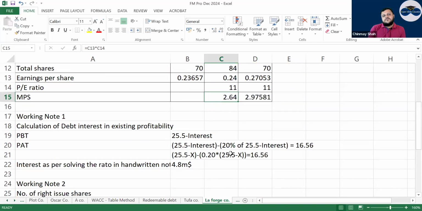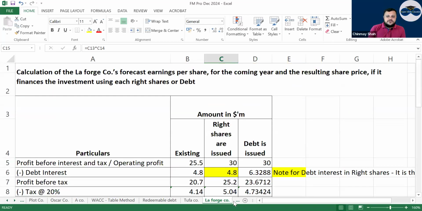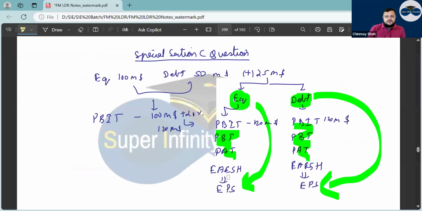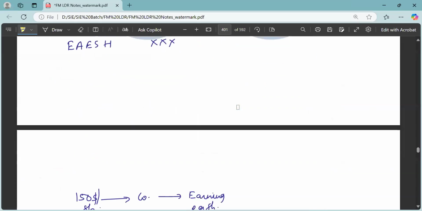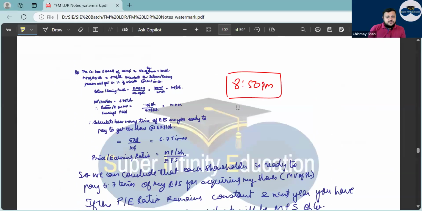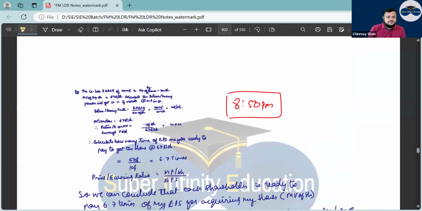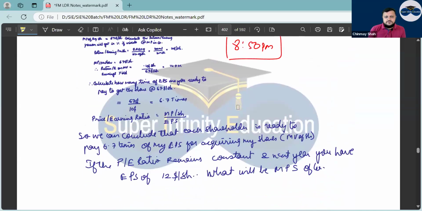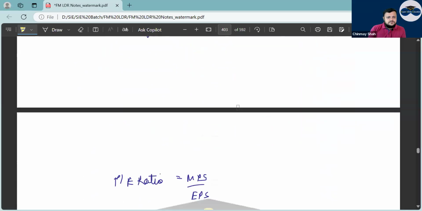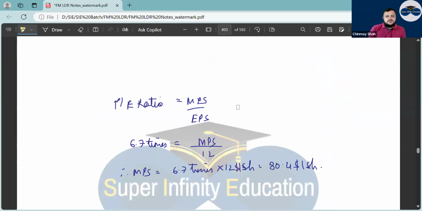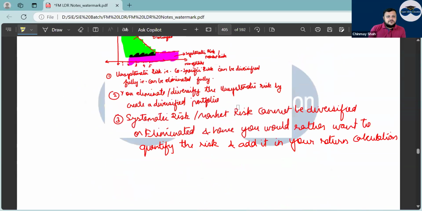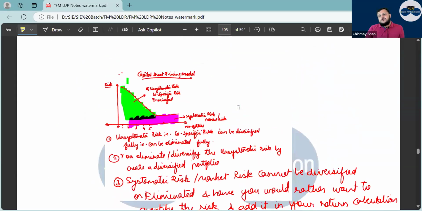This has come up in exams, and can come up in exams in the future as well. Right? A special Section C question from WSCC. Right? Are you okay with it? Then going ahead, I have taken a similar type of question here, right? You can have a look at it.